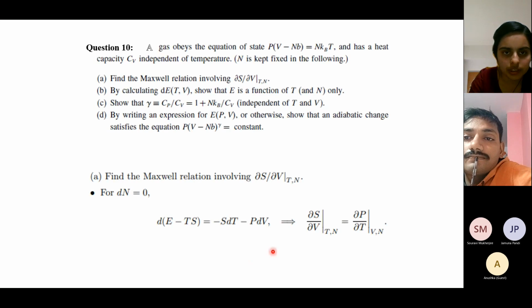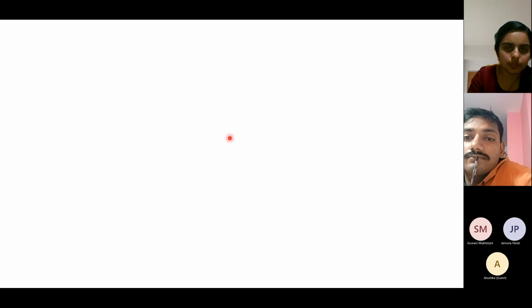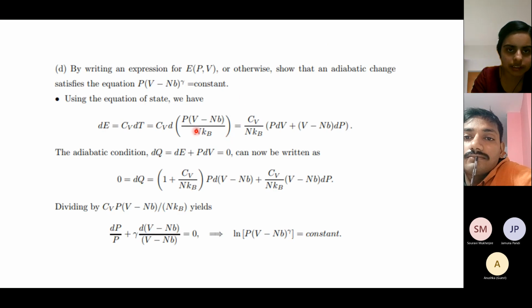So now the next part of the question was that you write the expression for the internal energy, so you start with the expression for the internal energy in terms of P and V, and then you show that for an adiabatic change, it satisfies this relation. So how do you proceed with that? This is the expression that you want to derive. Is it clear how you get to this expression? Why do you only have dE equal to CV dt here? Where is the other term? Why is that not here?